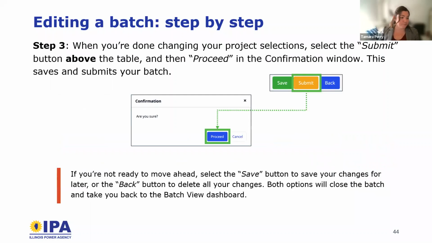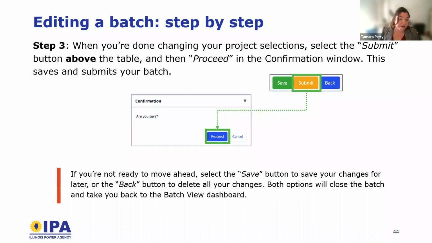Next slide. When you've added all the project selections to a batch that you would like, you select the submit button at the top of your screen. There will then be additional information asking the payment type. And the reason we do that is if you select credit card, additional fees will be added to your invoice. Once you submit, you'll be asked for a confirmation. And then if you select proceed, this will save and submit the batch. If you press cancel, it will take you back to the batch screen.